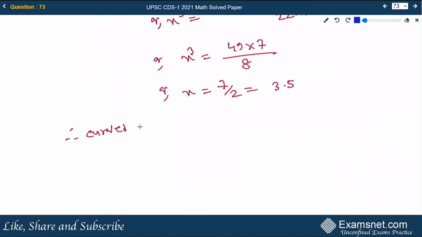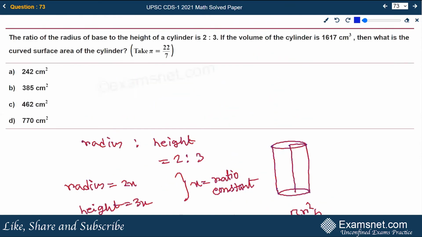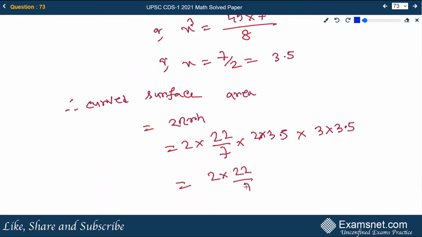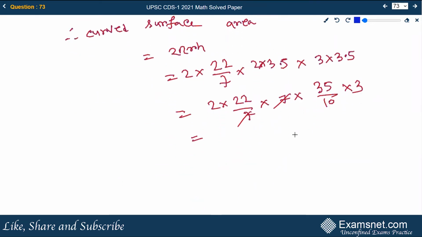Therefore, the curved surface area of the cylinder, the formula is 2 pi RH. Okay, the formula is 2 pi RH. So 2 pi times R, 2 multiplied by 3.5, times H, that is 3 multiplied by 3.5. Now let's solve it. So it's 7/3. So both 7 got cancelled, we will be given 22 multiplied by 21. Let's do the calculation.